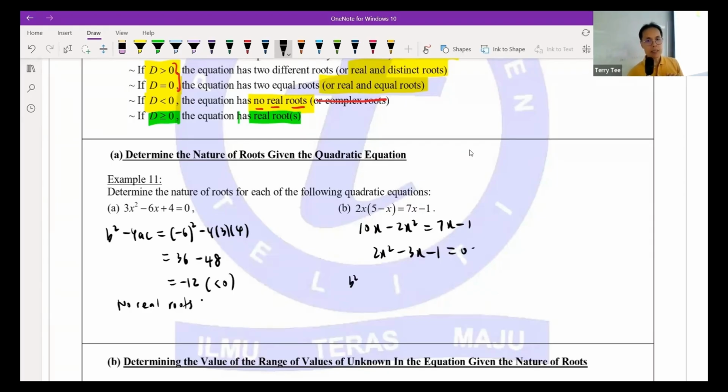Okay, let's do our b squared minus 4ac again. Your b is -3. You square it. My a is 2. My c is -1. So this is 9 minus, plus 8, right? 17, right? So it's more than 0. More than 0 means it has real and distinct roots. Okay, real and distinct root.